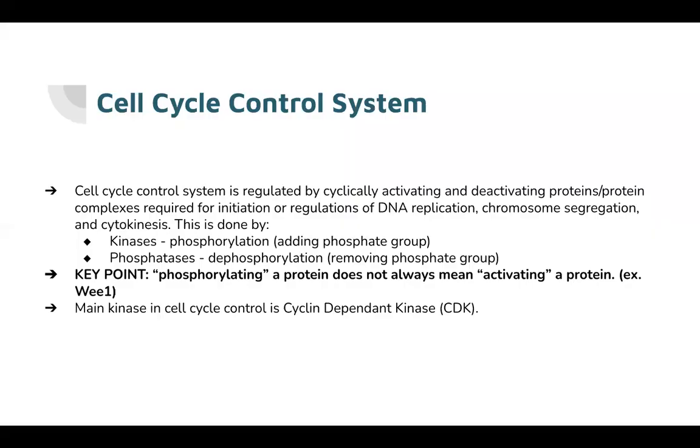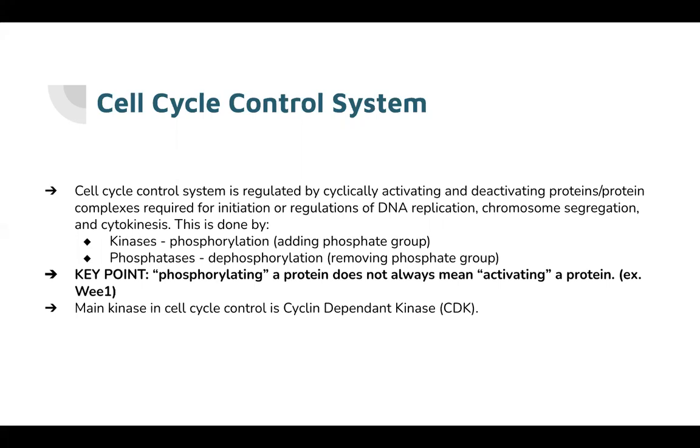So now we're going to get a little bit into the cell cycle control system, right? Remember, the cell cycle control system is regulated by cyclically activating and deactivating protein complexes required for initiation or regulation of DNA replication, chromosome segregation, and cytokinesis, right? Cyclically means as in like a circle, right? It's constantly happening, shutting off or turning on, and so on and so forth, right?